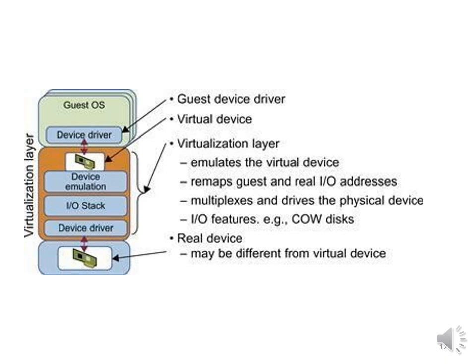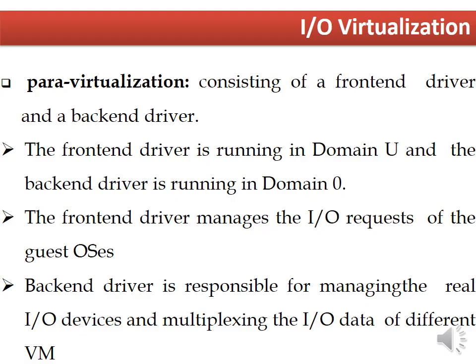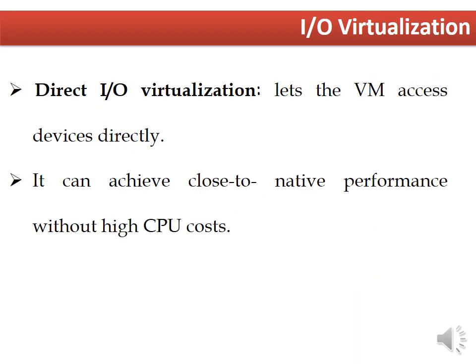The I/O devices consist of COW disk. Next is para-virtualization, consisting of a front-end driver and a back-end driver. The front-end driver runs in domain U, and the back-end driver runs in domain 0. The front-end driver manages the I/O requests of the guest OS. The back-end driver is responsible for managing the real I/O devices and multiplexing the I/O data of different virtual machines.